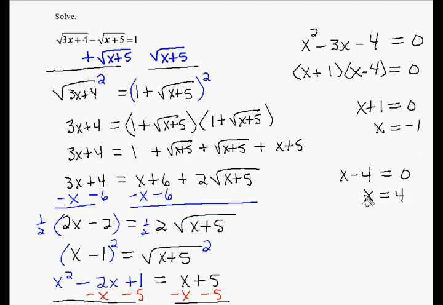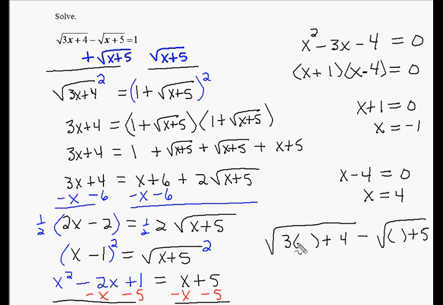But you don't want to give me both these answers if they don't both work in the problem. So we need to try that out. We need to see what happens when you take 3 times your answer, add 4, subtract it from the square root of your answer plus 5.